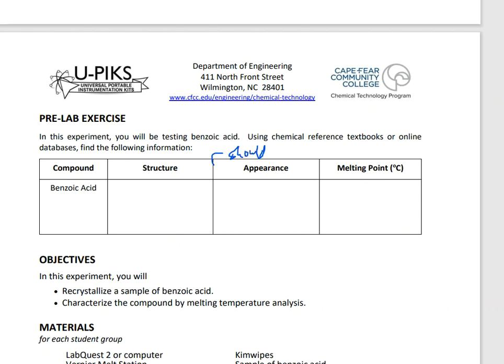All right. So these kinds of things you can find in reference textbooks. You can also find it online through something like Wikipedia. I hate to say that, but it's there. You can use it. So type in Wikipedia, benzoic acid, and it will show you what this stuff is supposed to look like. So all of this is what it should be. What is the structure? What should the appearance be? And what is the melting point of pure benzoic acid, if we have it in the laboratory?